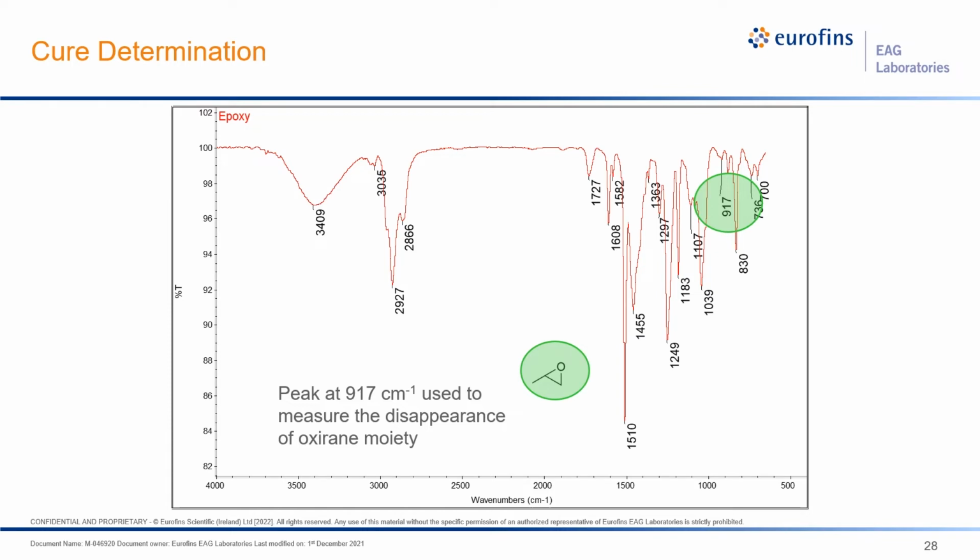And so what you can do is measure the intensity of this peak versus any other peak, like at 1110 or 1249, that's not changing. And then you can essentially determine cure.